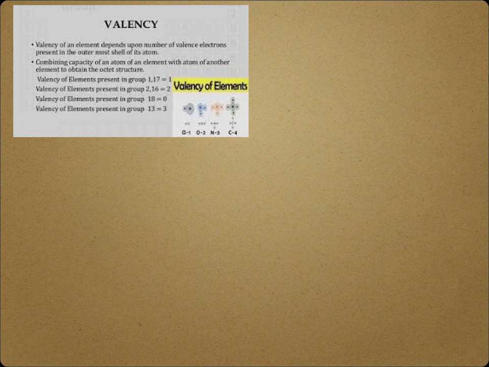So you can see that the valency of elements present in groups 1 and 17 will be 1. Valency of elements present in groups 2 and 16 will be 2. Valency of elements present in group 18 will be 0. Valency of elements present in group 13 will be 3.